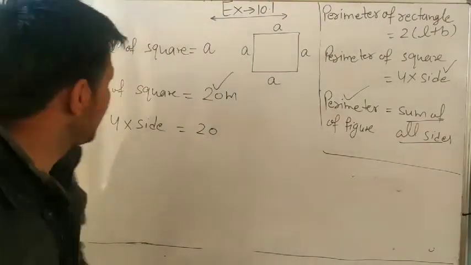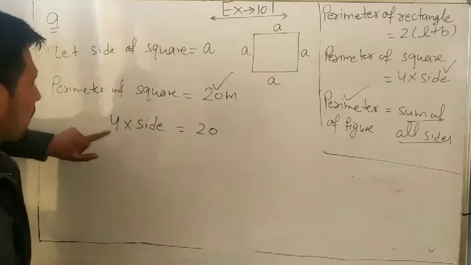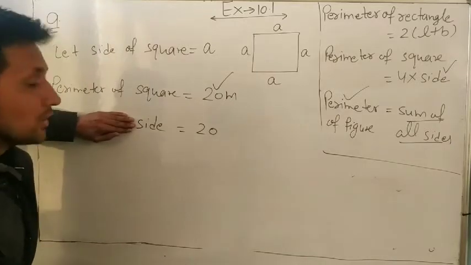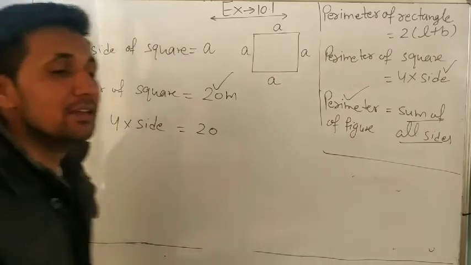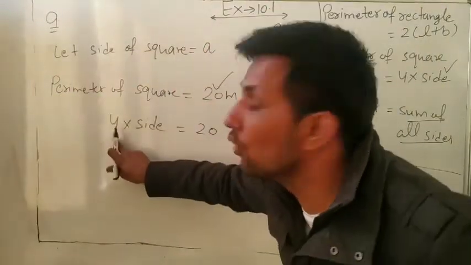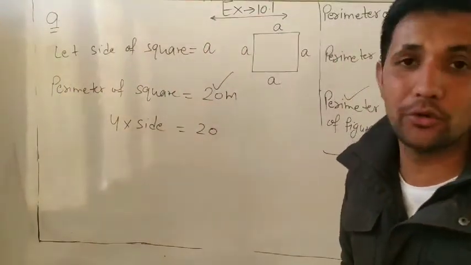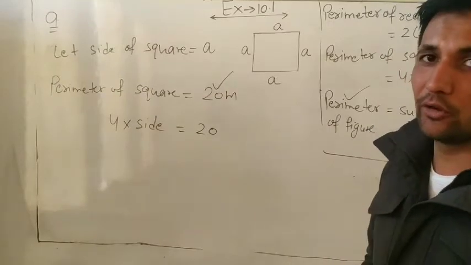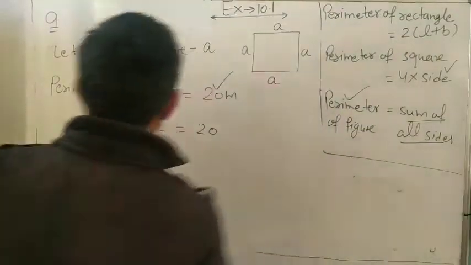Side, how can you find it? If we remove 4 from here, we can find the side. So if you want to find the side, we have to remove 4. How will you remove 4?